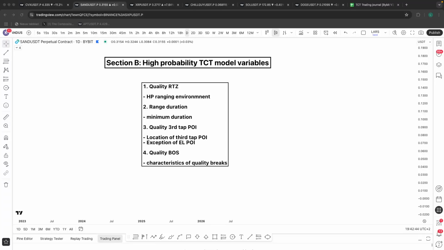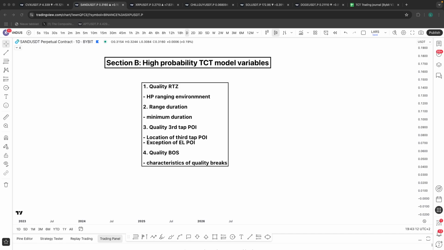Section B, high probability TCT model variables. So in section A, we have elaborated on the key fundamentals which you need to understand in depth in order to be able to identify high probability TCT models, which consist of four different variables, which we're going to be diving into in this video.